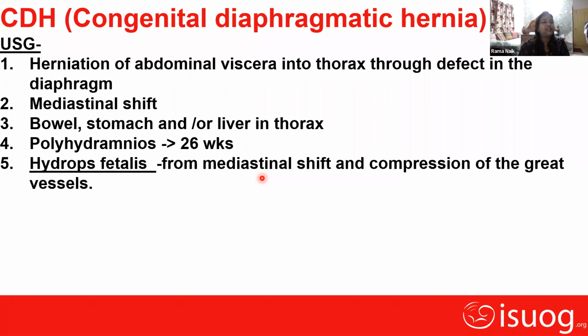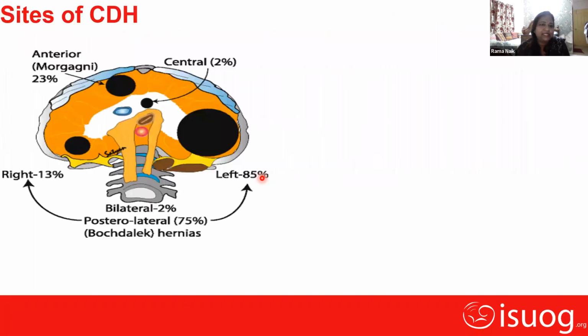So now the last one, congenital diaphragmatic hernia. This is due to herniation of the abdominal viscera into the thorax through a defect in the diaphragm, and there is mediastinal shift. The bowel, stomach, and the liver can be seen in the thorax. Polyhydramnios and hydrops fetalis may be seen sometimes.